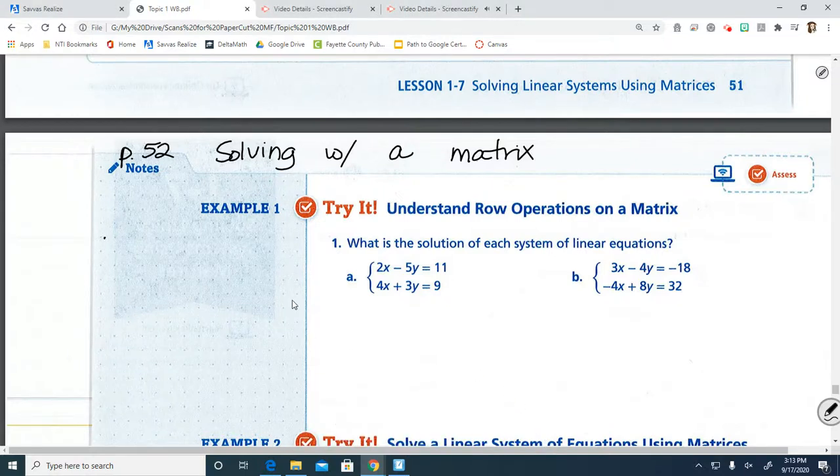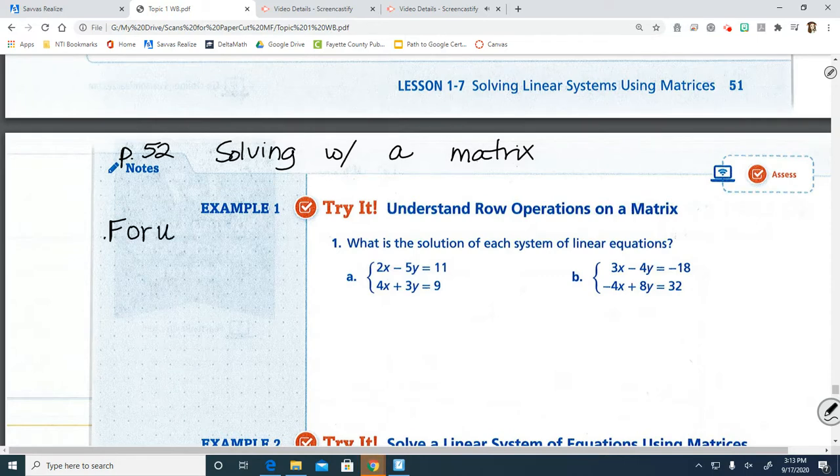Okay, now I'm going to show you how to use a matrix to solve a system of equations. So we'll start with a small one and then we'll do a large one. Okay, now to do this, there's a formula. So all you have to know is what the formula is and how to enter it into a graphing calculator or into Desmos.